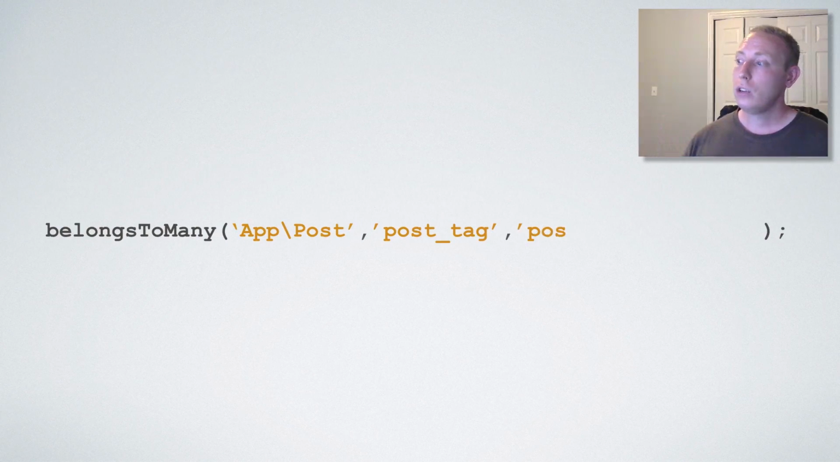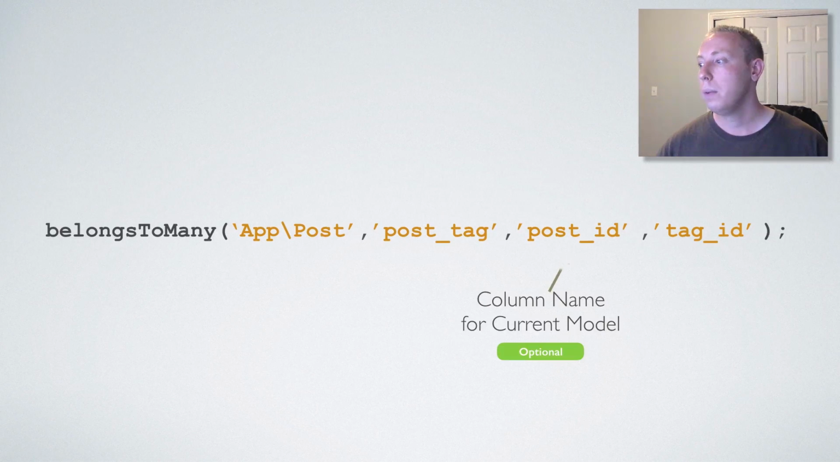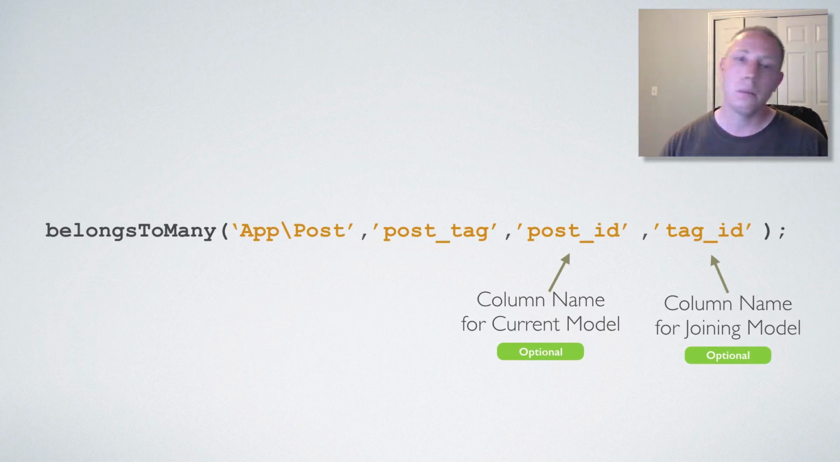Now, the next two parameters are basically defining the column names in your models, okay? So we have the column name for the current model, post ID, and then the column name for the joining model, in this case, tag ID. All right, so I actually messed this up a little bit because theoretically this would be the tag model that we're writing this in because we're linking to the post model. So these should actually be flip-flopped.